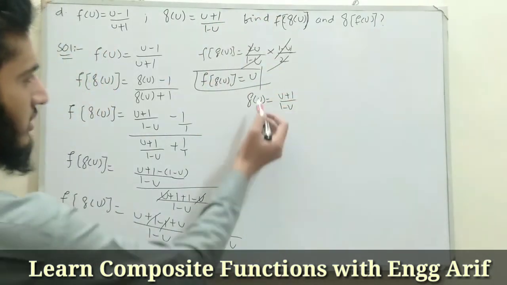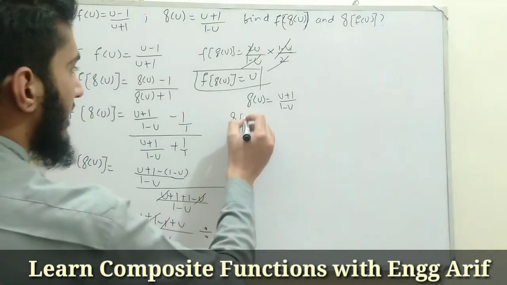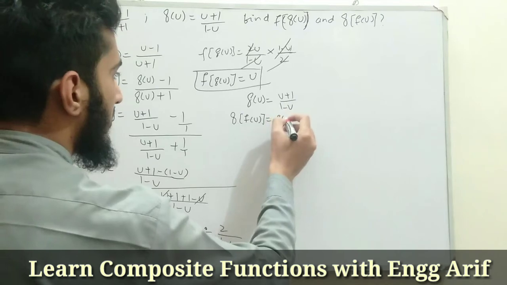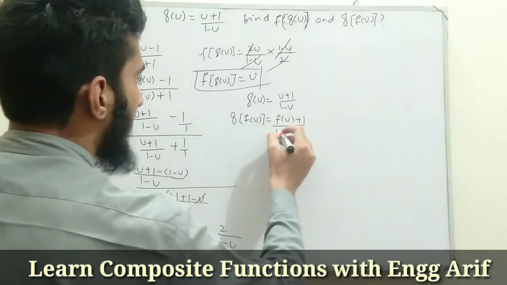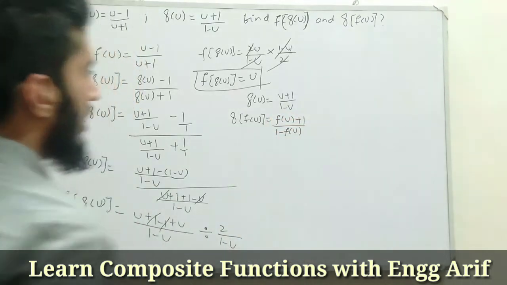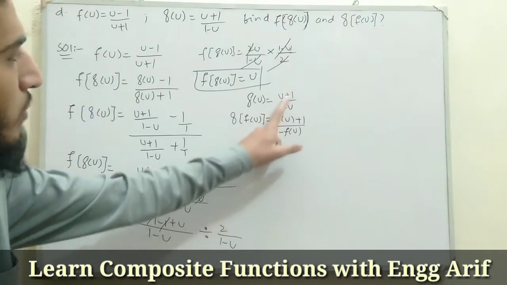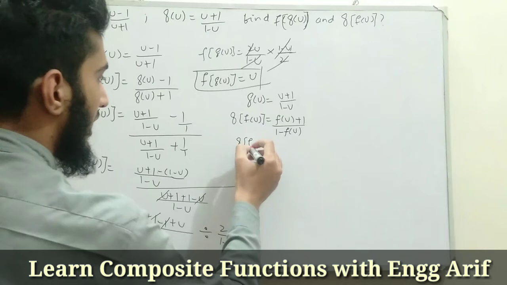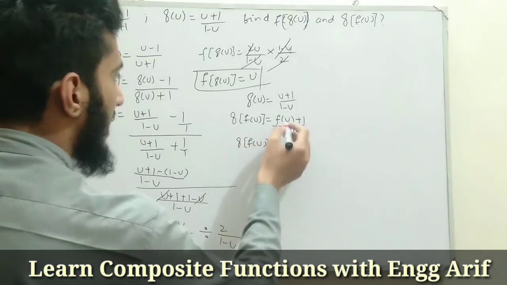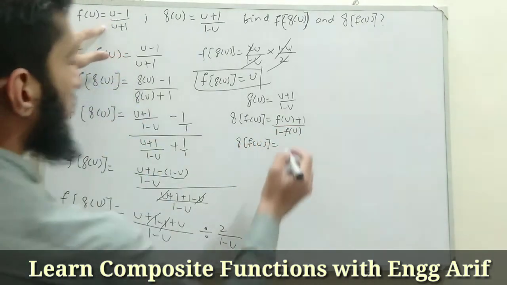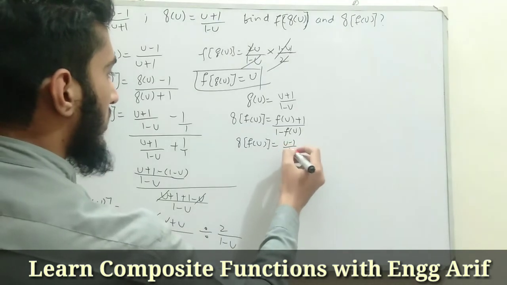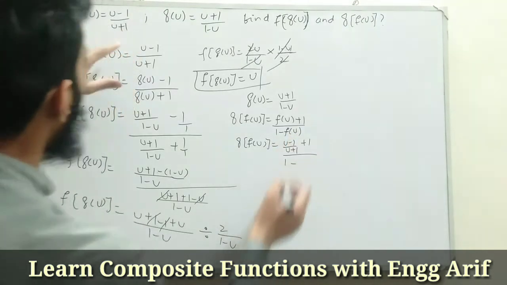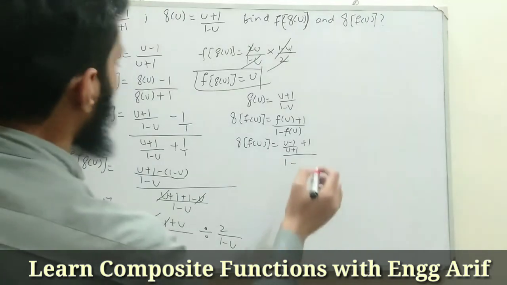Now after this replace this u with f of u, so it becomes g of f of u. It becomes f of u plus 1 over 1 minus f of u. U replaced with f of u plus 1 over 1 minus f of u. Now g of f of u is equal to, f of u is actually u minus 1 over u plus 1. U minus 1 over u plus 1, here is plus 1, divided by 1 minus f of u, which is u minus 1 over u plus 1.